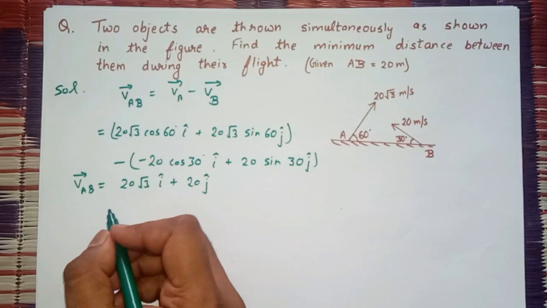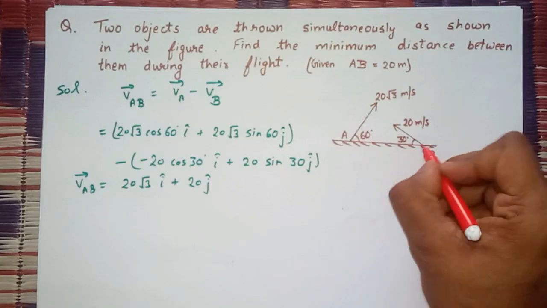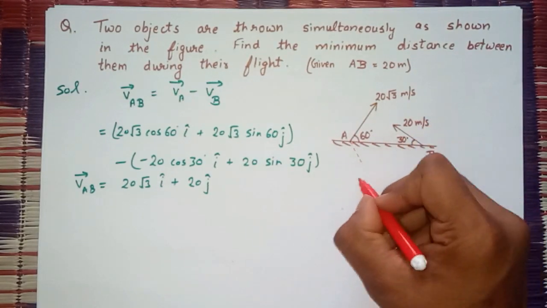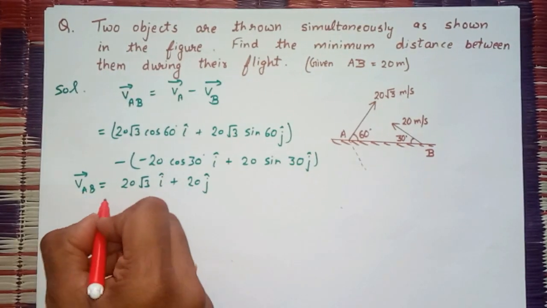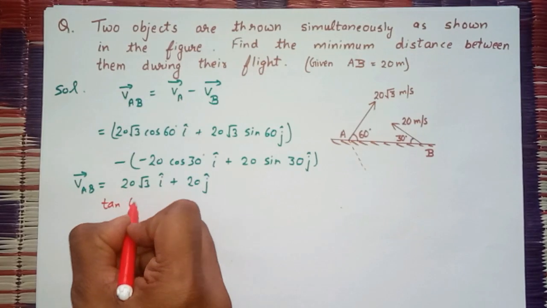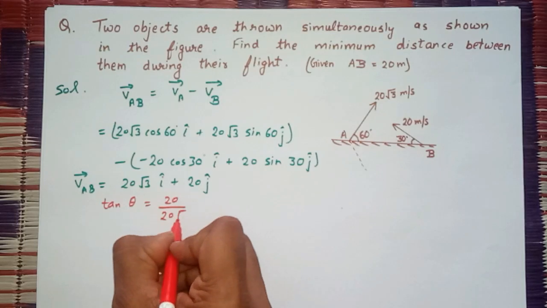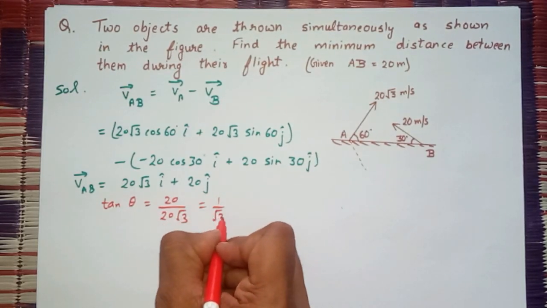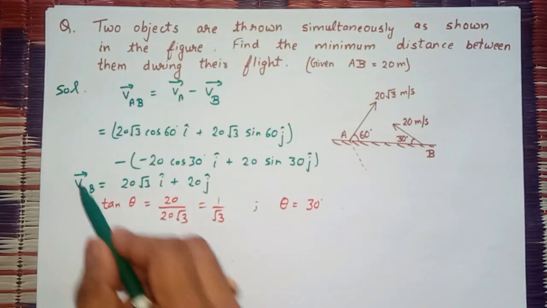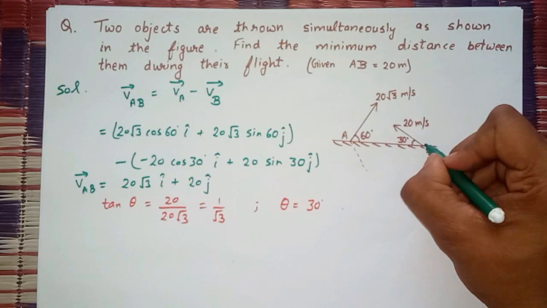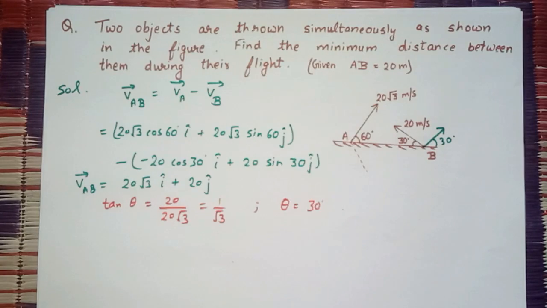Now I am extending this line like this. This is velocity of AB. So I am finding its angle, that is tan theta. It will be y upon x. Y is 20 and x is 20 root 3. So it will be 1 by root 3, or I can say theta is equal to 30 degrees. This means the VAB vector will move like this, making an angle of 30 degrees.